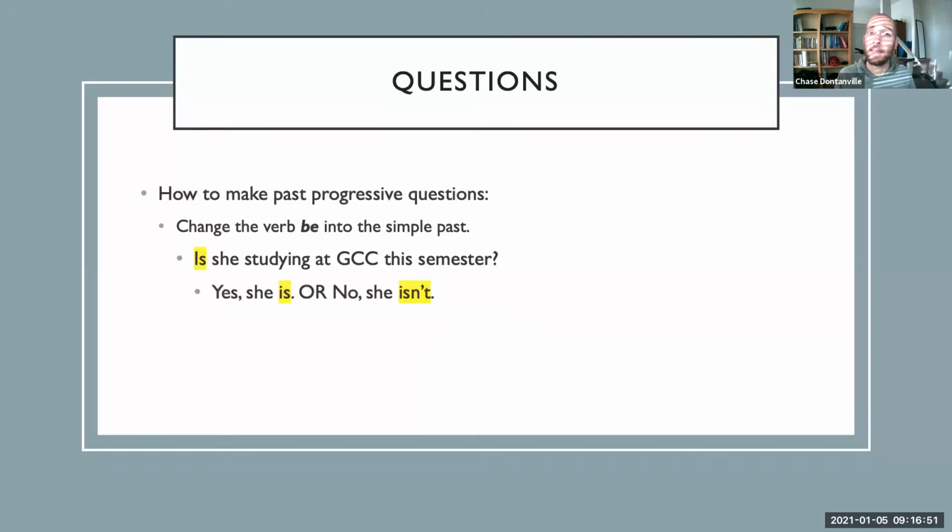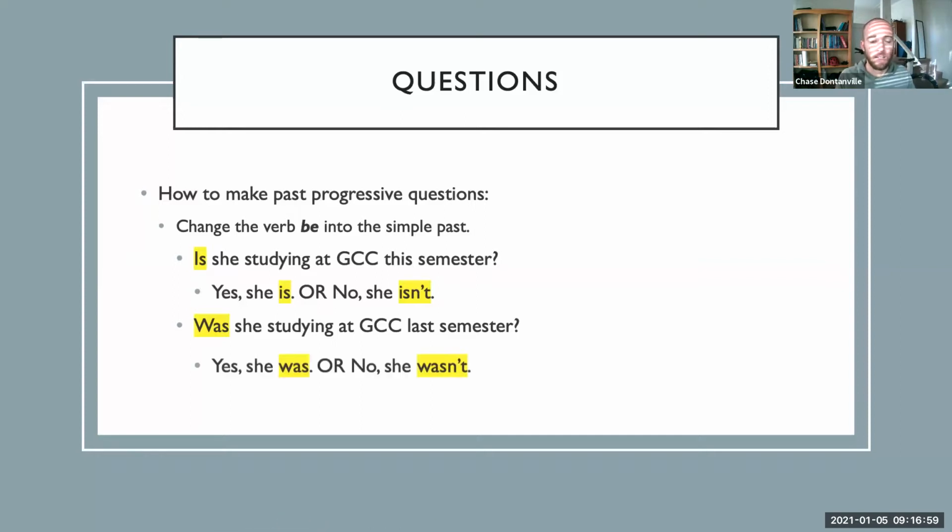So how do you make it the past? Change the verb be. Was she studying at GCC last semester? Yes, she was, or no, she wasn't. So all we did was change the verb be from the present to the past.